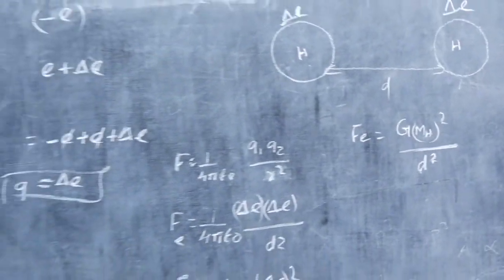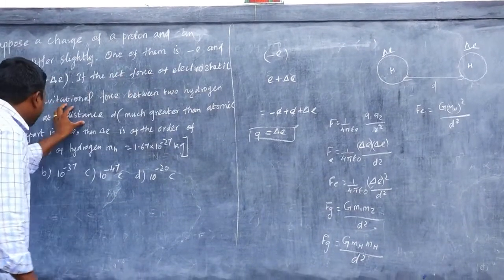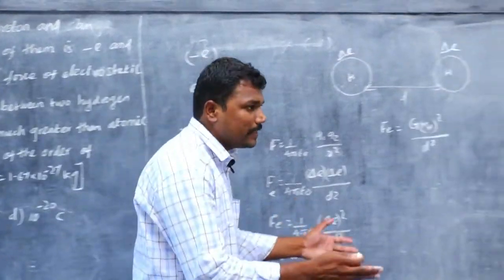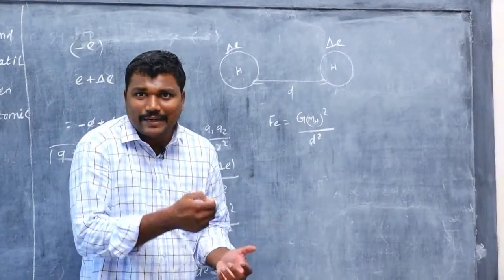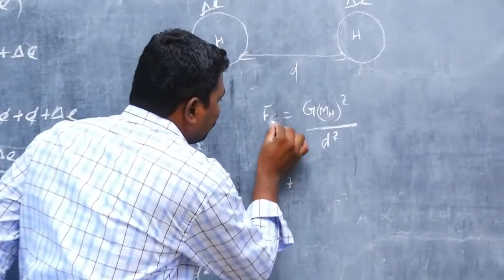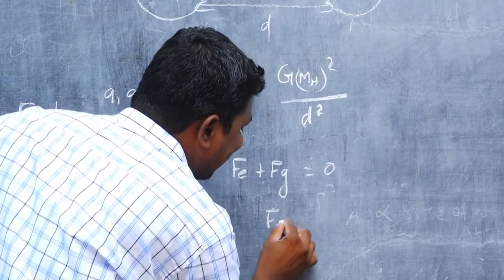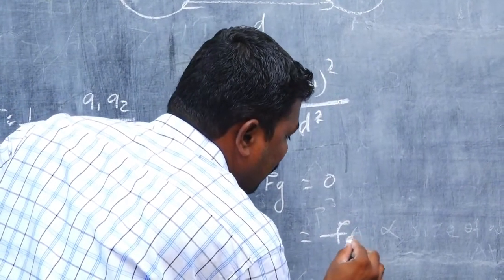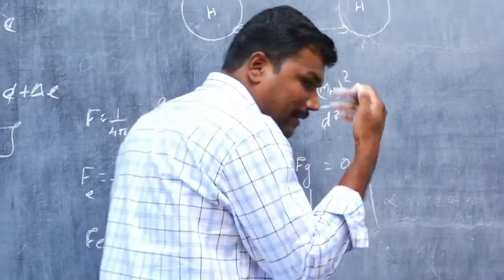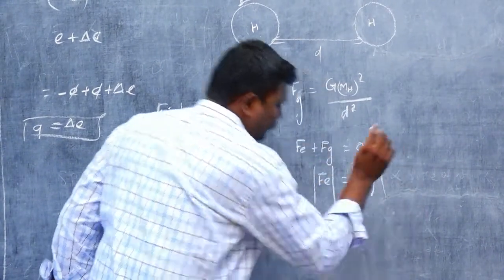Next condition: the net force of electrostatic force and gravitational force between the two hydrogen atoms placed at a distance d apart is 0. Zero means the net of electrostatic force and gravitational force becomes 0. So Fe plus Fg equal to 0. Taking the modulus, Fe is equal to minus Fg. Force is not negative, so taking the modulus, the negative sign changes into positive. Fe is equal to Fg.